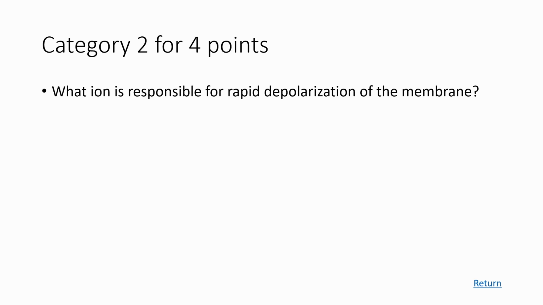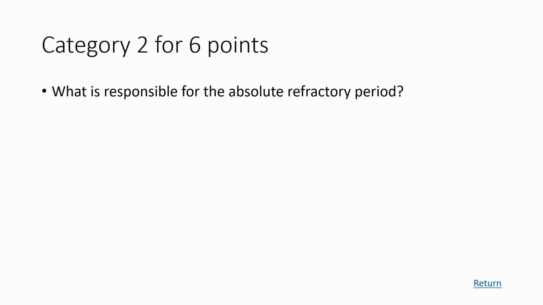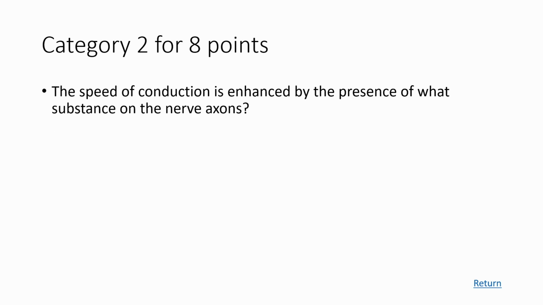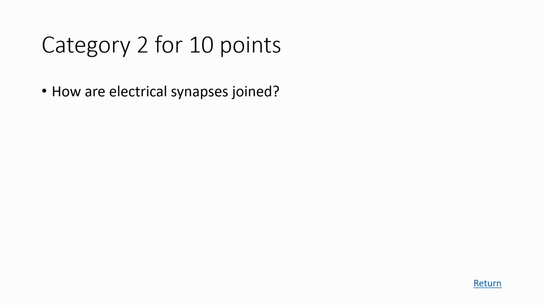Okay, what ion is responsible for rapid depolarization? Sodium. Sodium, very good. What is responsible for the absolute refractory period? The sodium inactivation gate. They haven't reset yet, so nothing's going to happen. Everyone good? Okay. The speed of conduction is enhanced by the presence of what? Myelin. Okay. How are electrical synapses joined? These are your gap junctions. Very good.